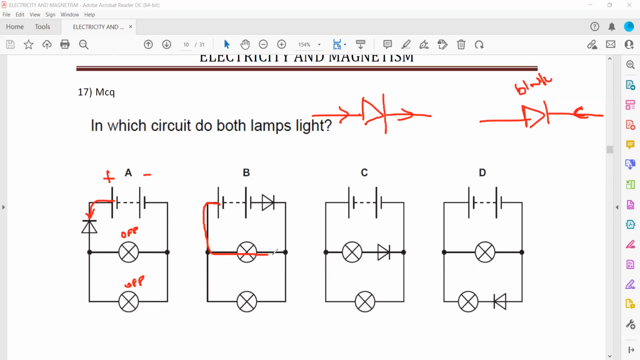So here also the diode will block the current. So the circuit is incomplete. What will happen? Both lamps will be off. But for this one, the conventional current passes through the first one as well as the second one. So the diode is allowing the current to flow. So this lamp will be on. The other one is also on. What about D? The lamp in the center will be on, but the other lamp will be off, because the circuit is not complete. The middle lamp will be on.